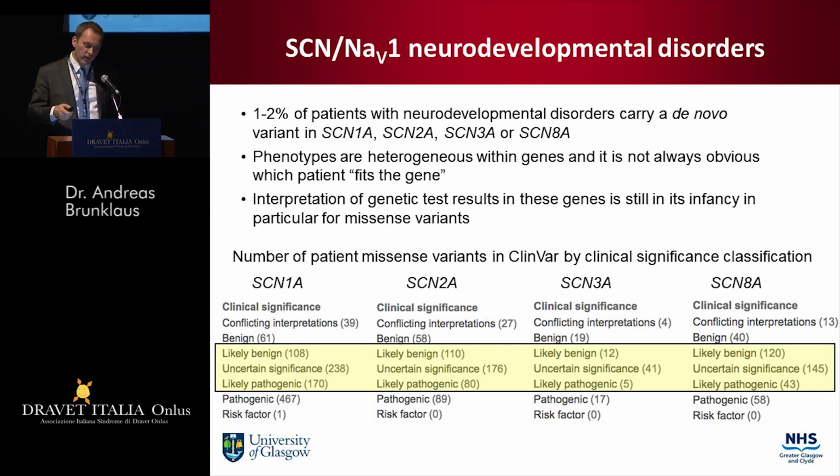And so the interpretation of genetic test results in these genes is still in its infancy, and very often it's very challenging. These are data from ClinVar, which is an open source, where it's characterized whether a specific variant is pathogenic or not pathogenic. If you again look at SCN2A, yes, there's a number of variants where we know they're benign or we know they're pathogenic. However, in the middle, you still have a significant number of variants of unknown significance. And we really need better tools to characterize this better.